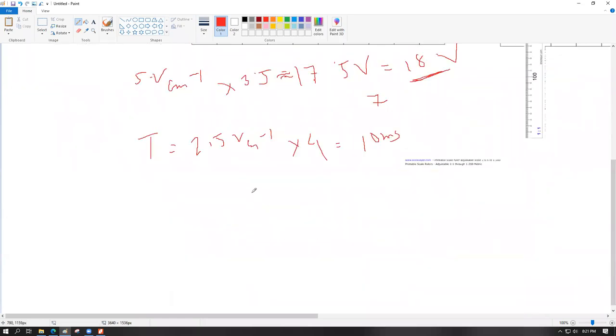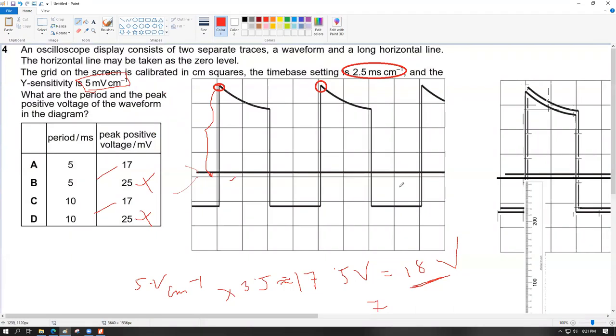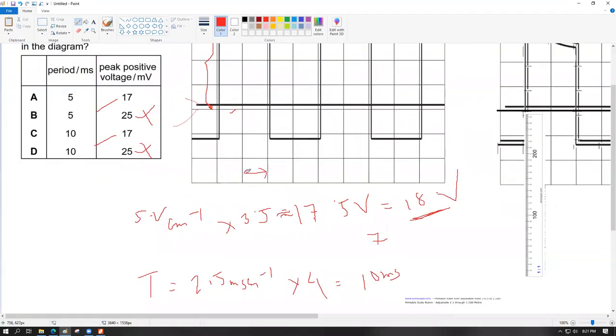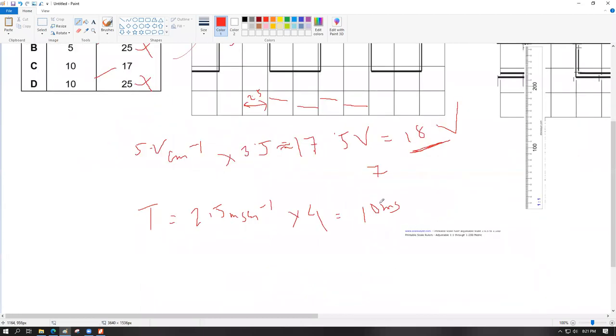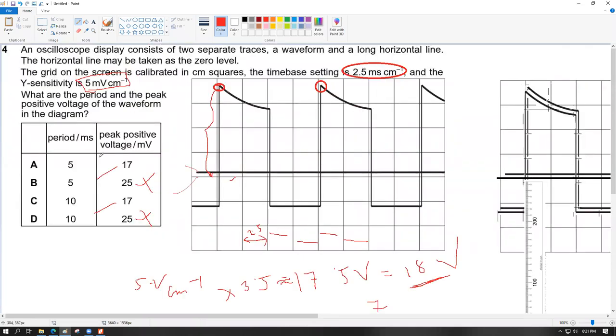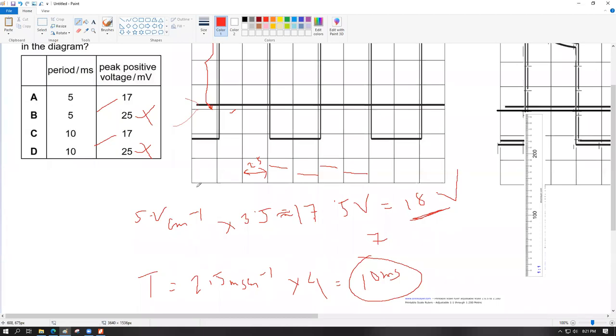You should understand, this is not volt per centimeter. This is supposed to be what? It's millisecond per centimeter, which means that each of these divisions represents exactly 2.5 milliseconds. So 2.5 milliseconds, 2.5 milliseconds, and so on; 4 of them give you 10 milliseconds. This is your time period. You can calculate the time period from the graph directly. Combining these two values, which one is the correct response from this table? I think C. C is the correct response.